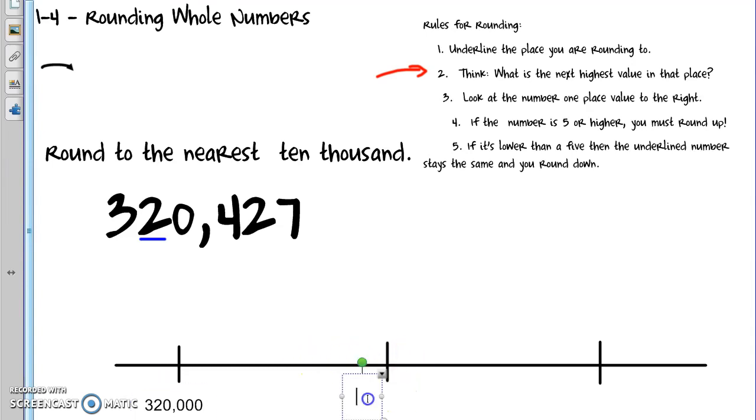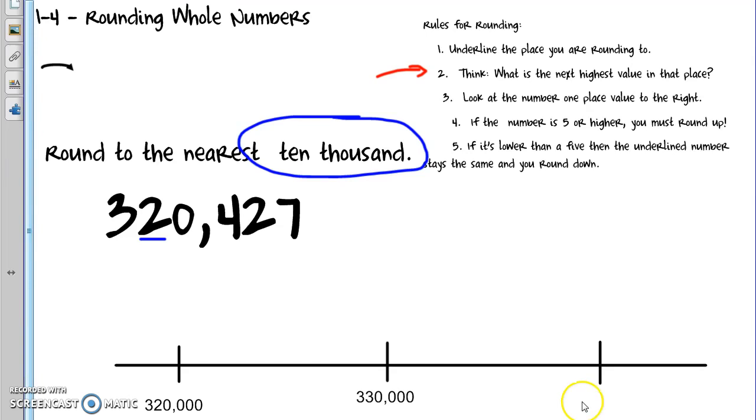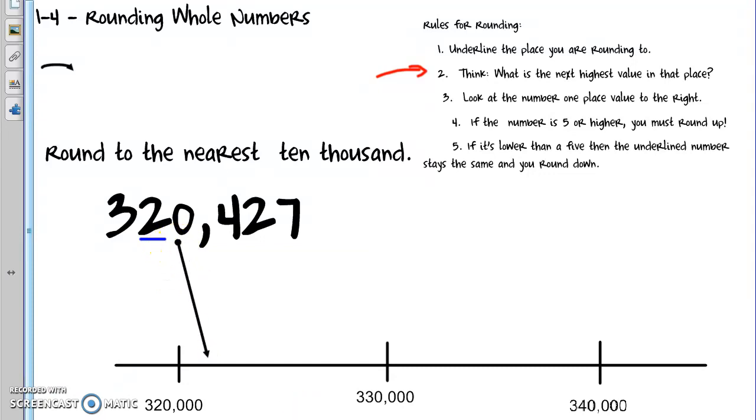Then the next highest value would be 330,000. I'm counting by 10,000s here, and then the one after that would be 340,000. Now you see I don't need all three of those, but I like to show that I understand how to count by 10,000s. So far so good. Where would this go on the number line? 320,427. Well, that's going to go somewhere around here. So, alright? So, next step.